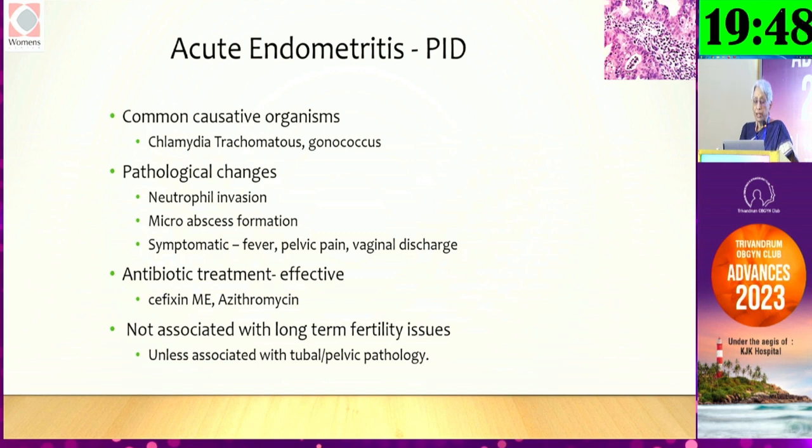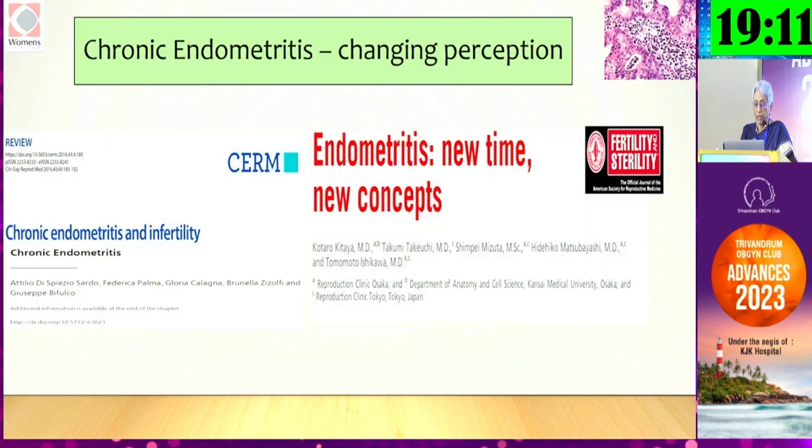So acute endometritis, or a PID, is something that we are all very familiar with. Common causative organisms are maybe gonococcus or chlamydia, and pathological changes that happen are neutrophil invasion and microabscess formation. These are symptomatic because there's a systemic change as well, a systemic inflammatory reaction causing fever, pelvic pain, and vaginal discharge. Antibiotics are effective for it, common antibiotics that we use all the time for a PID, and usually they're not associated with long-term fertility issues unless they are associated with tubal or pelvic pathology.